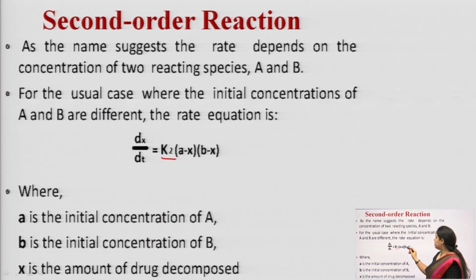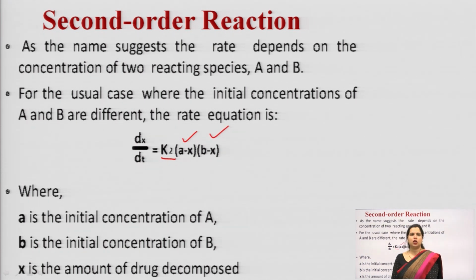(A minus x)(B minus x). So, this is for one reacting component, and this is for the second, where A is the initial concentration of A, B is the initial concentration of B, right. So, these are the values which represent the initial concentrations of both the reactants, and x is the amount of drug decomposed or changed during the reaction.